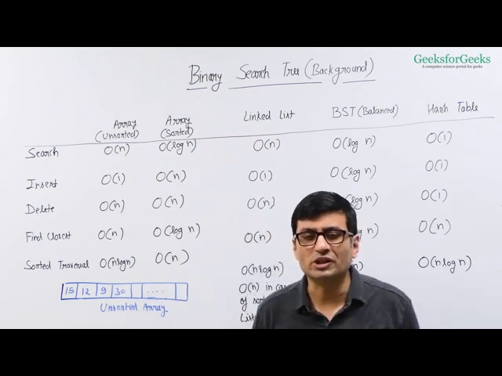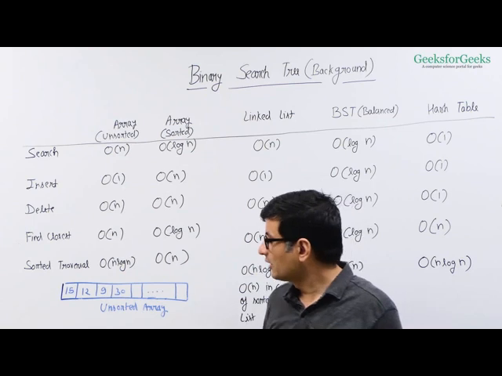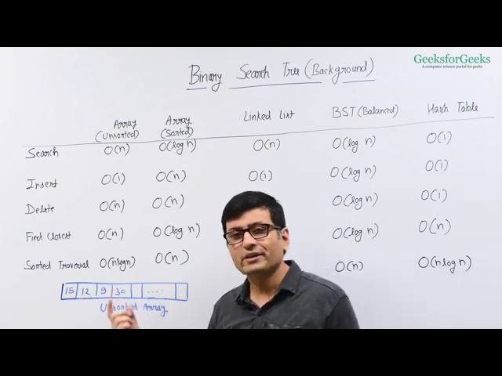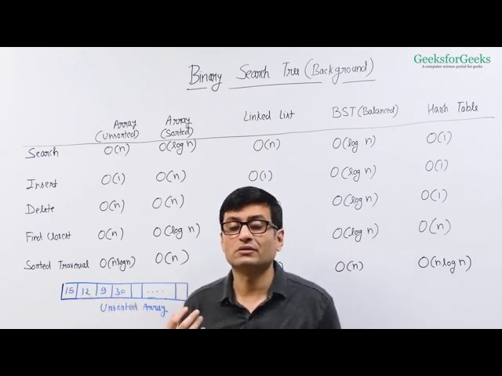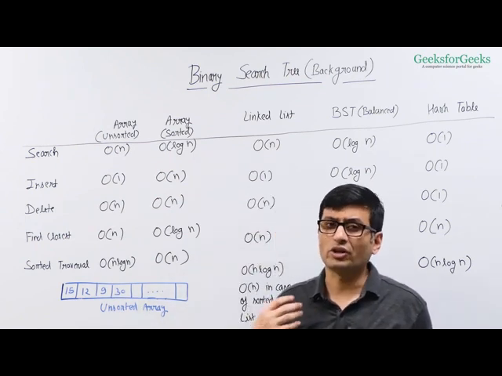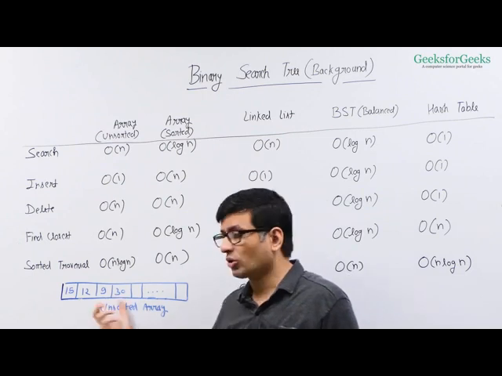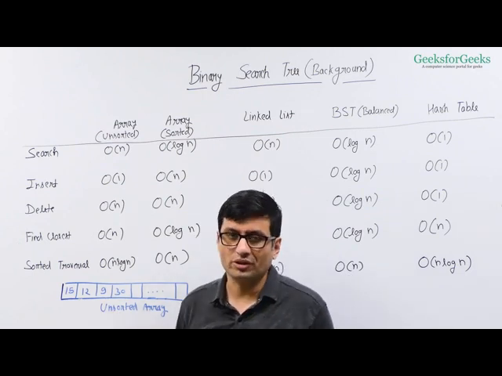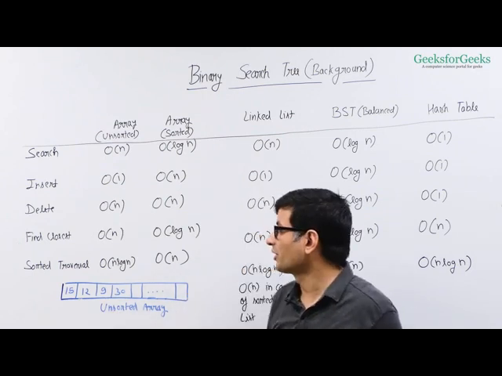What will be the time complexity to find the closest value? You need to traverse the whole array to find the closest value. So this is also big O of n. What is the time complexity for sorted traversal? You need to sort the array to get the items in sorted order. So that's going to be big O of n log n.